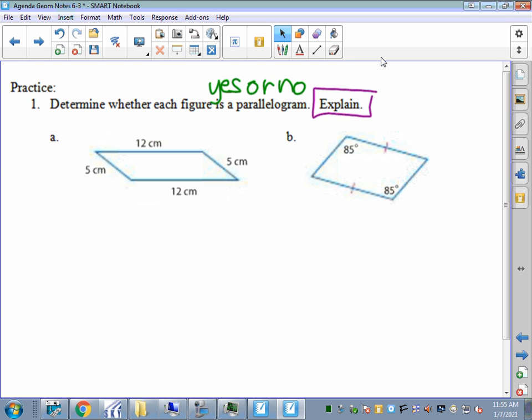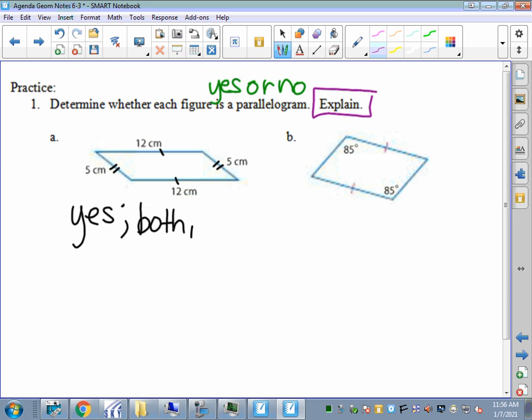So in letter A, I've got a quadrilateral, a four-sided figure. Notice I've got 12 centimeters on the top and bottom, 5 centimeters on the two sides. I've got yes because both pairs of opposite sides are congruent. It's important, the both is important, and the congruent is really important. Because remember, we did have the one option where one pair of sides is congruent and parallel.